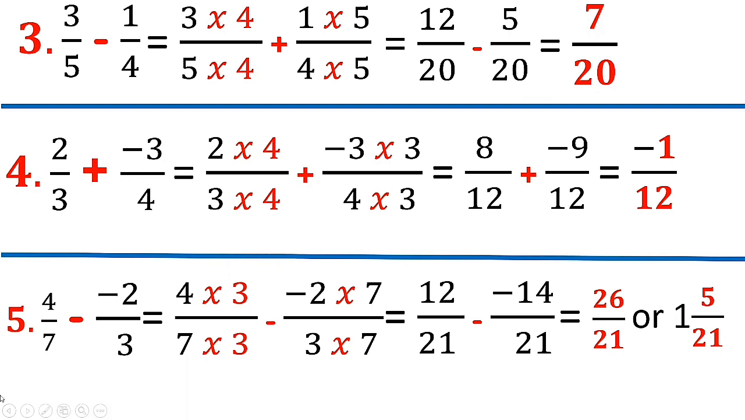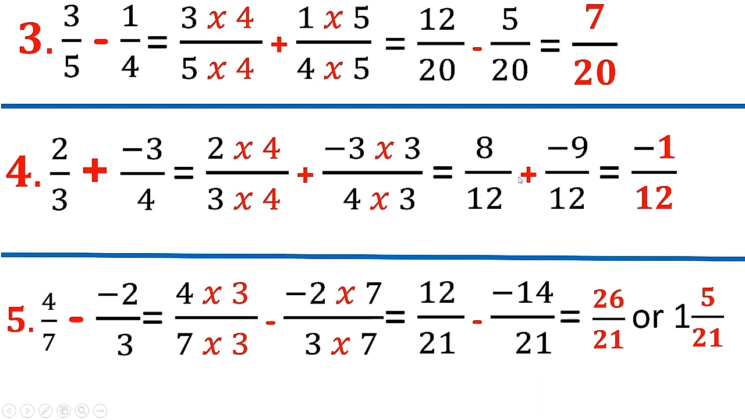Let's have number 4. 2 over 3 plus negative 3 over 4. It's equal to 8 over 12 plus negative 9 over 12. Of course, their LCM is 12. So if you multiply 4 to 3, you must also multiply 4 to 2. So that's why you get there 8. 2 times 4 is equal to 8. And if you multiply 3 to 4, you must also multiply 3 to negative 3. That's why negative 3 times 3 is equal to negative 9.